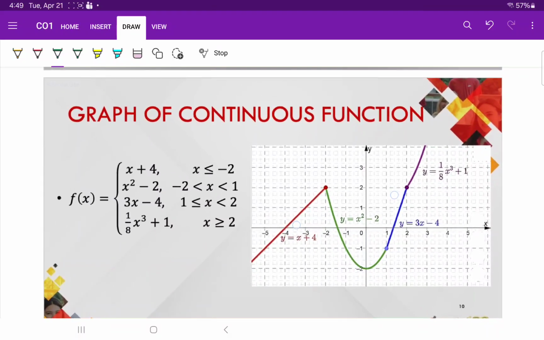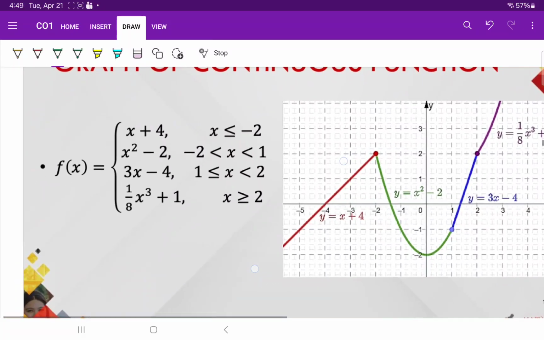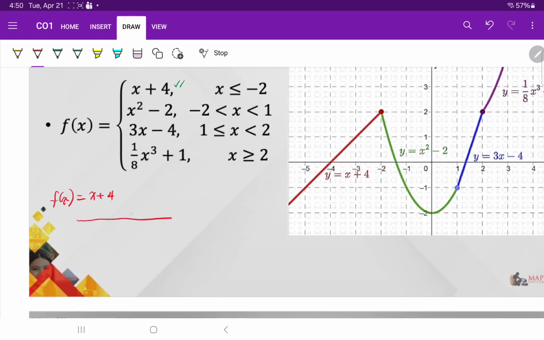So how will you draw? This is the resulting graph of the function. So how do we draw this graph? You should know how to do it. Like for x plus 4, how do we get this red line here? Actually, you know that the graph of x plus 4 is a straight line. So we draw the graph of x plus 4. If f of x is x plus 4, we substitute values for x and we solve for y.